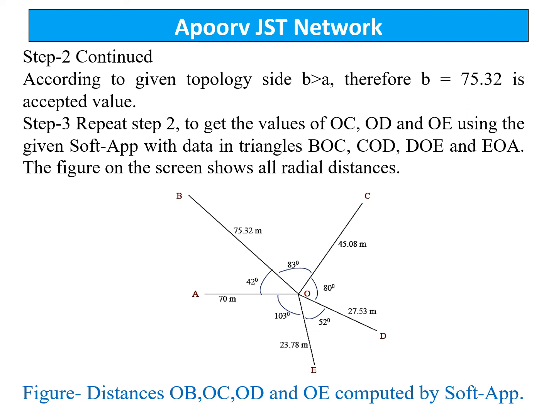Step P-3: repeat step 2 to get the values of OC, OD and OE using the given soft app with data in triangles BOC, COD, DOE and EOA. The figure on the screen shows all radial distances.